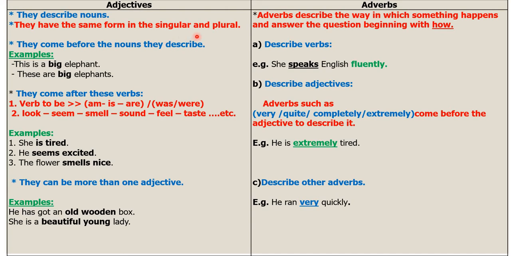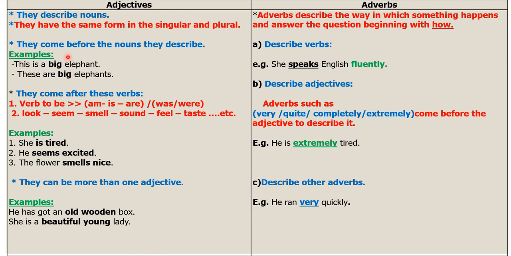When we say the beautiful girl, can I say the beautifuls girl? No, I cannot. I cannot add s to this word, beautiful, which is the adjective. I cannot make it plural. It's the same for singular and plural. But what can I do? Yes, I can add the letter s to the noun girl. It will be girls, so I can make the noun plural. It can be singular or plural, but I cannot change the adjective. It's the same in the singular and plural.